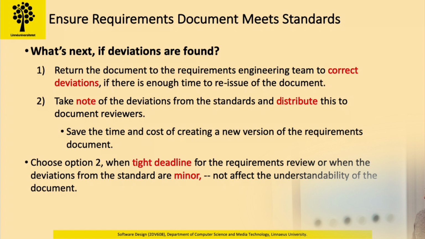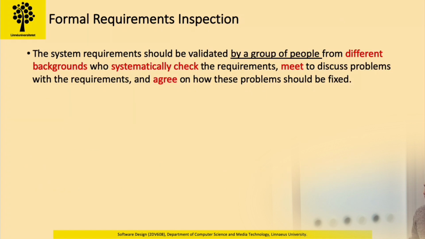But if the requirements themselves are not clearly explained, or there are critical problems in the requirements, obviously we should choose option 1 and redo the whole thing. Because again, you cannot rely on wrong or incorrect requirements. So after you check the conformance with the standards, or whether the requirements are stated following the standards.